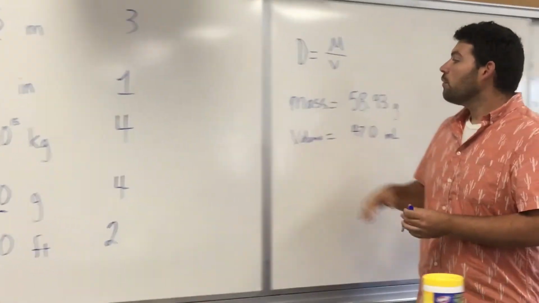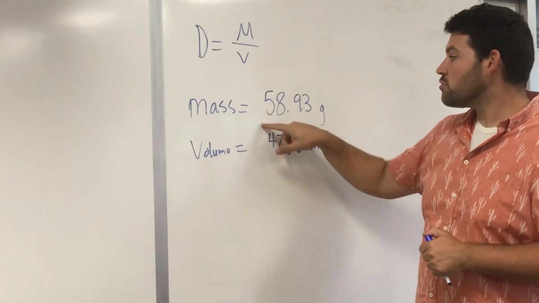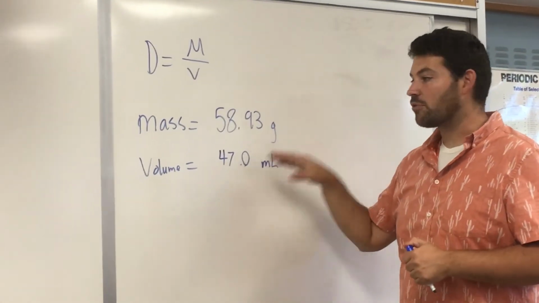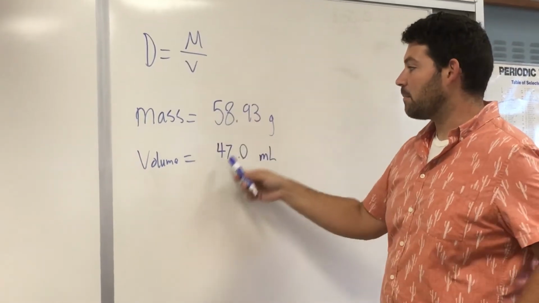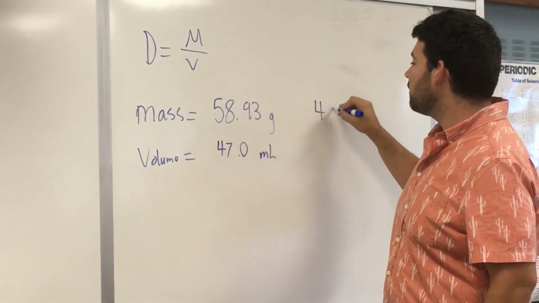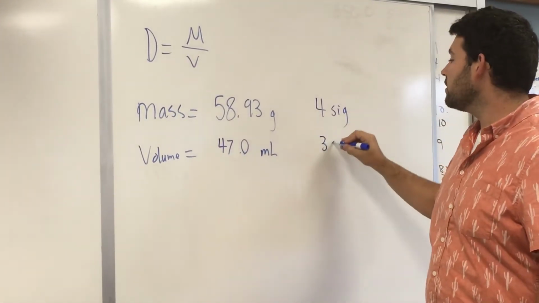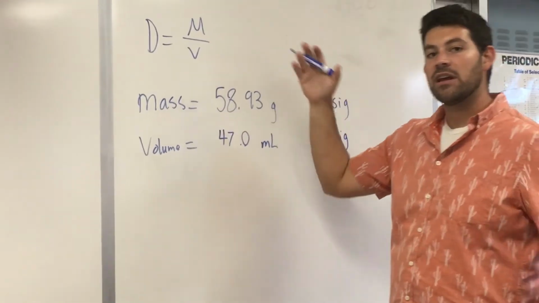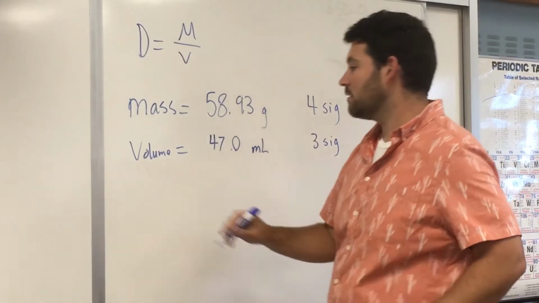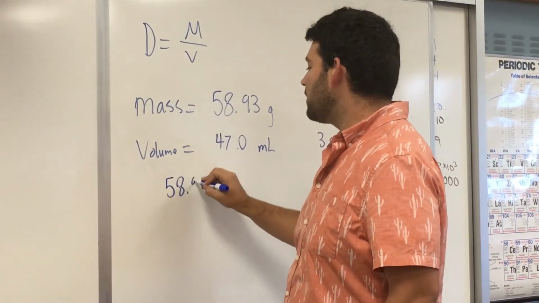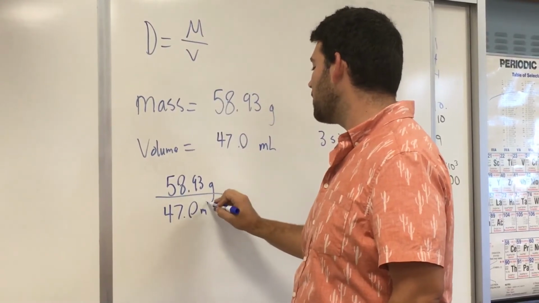So now we're going to do a simple density problem, right? Density equals mass over volume using 2 measurements, and we're going to round our answer to the proper number of significant figures. Mass divided by volume. Mass has 4 sig figs. The volume 47.0 is only 3 sig figs. Our answer is only as good as our weakest measurement, which is the 3 sig figs. So we're going to do 58.93 grams. We're going to divide by 47.0 milliliters.